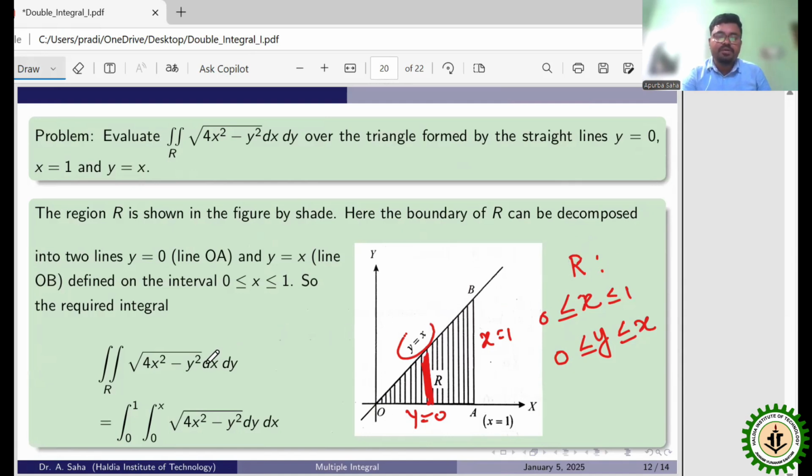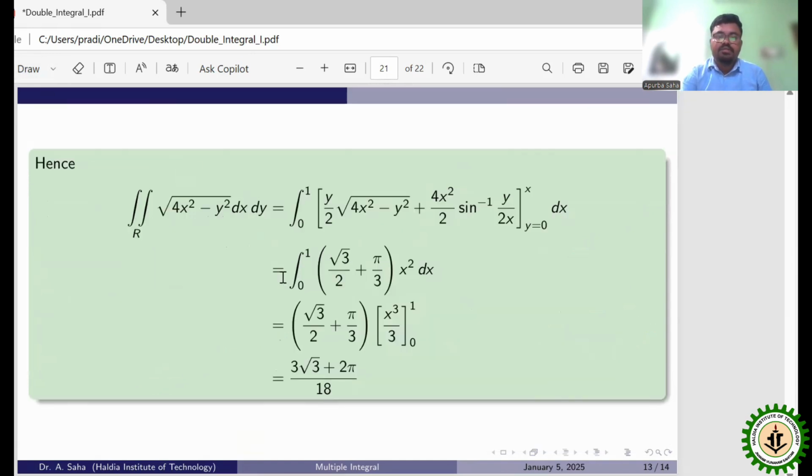So from Fubini's theorem of stronger form, we know that this double integral over R of root of (4x² − y²) dx dy can be written as the integral from 0 to 1, of, see, this is your g1(x), this is your g2(x), this is the limit of y, root of (4x² − y²) dy dx. So by a well-known formula, this is (y/2) root of (4x² − y²) plus (4x²/2) sine inverse (y/2x), and the limit of y is from 0 to x.